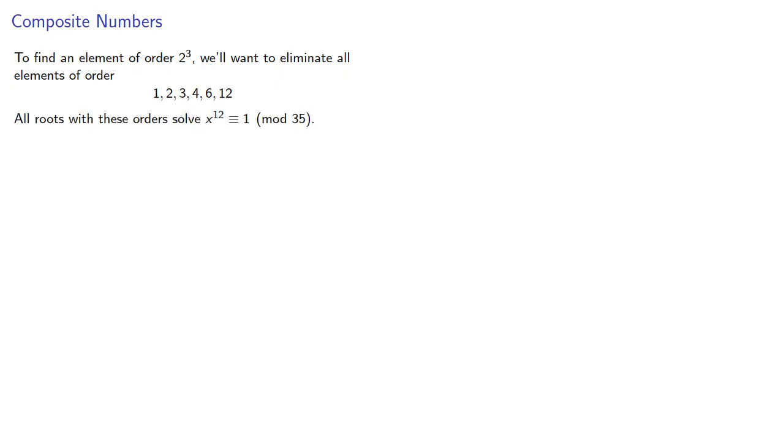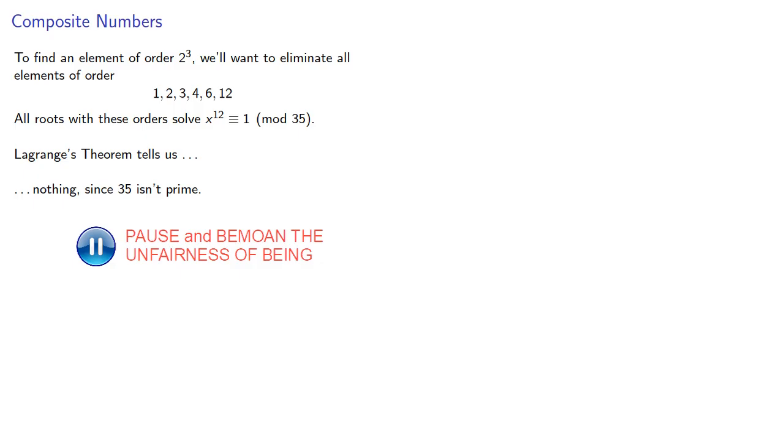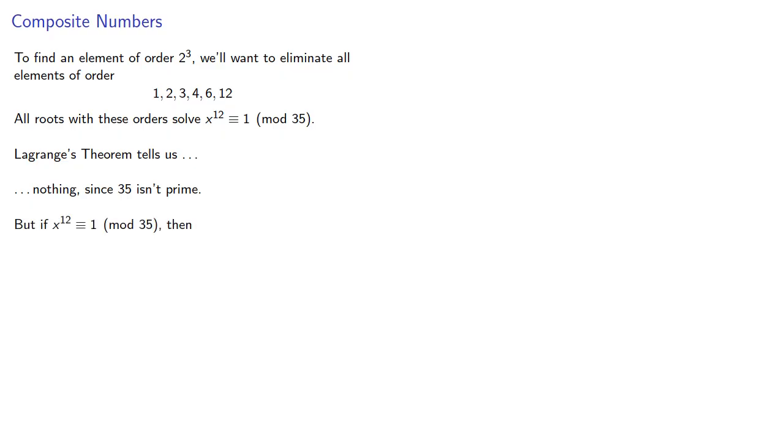All roots with these orders solve x to the 12th congruent to 1 mod 35, and Lagrange's theorem tells us absolutely nothing because 35 isn't prime. However, we can still use the Chinese remainder theorem and split the factors of the modulus. If x to the 12th is congruent to 1 mod 35, then x to the 12th is congruent to 1 mod 5, and x to the 12th is congruent to 1 mod 7.